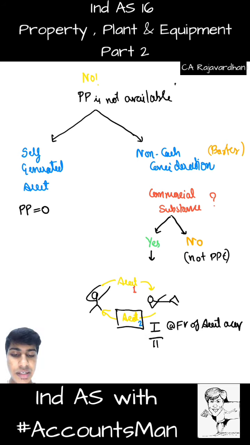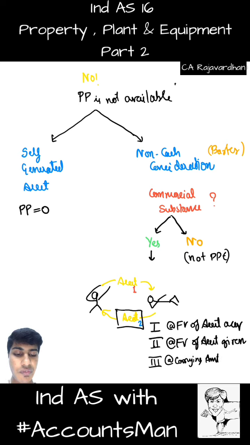What if that asset acquired's fair value is not available? Then at the fair value of the asset given, I'll follow the fair value of the asset given. If that is also not available, then what will I do? Then the third possibility, at the carrying amount of which one? Of the asset given.